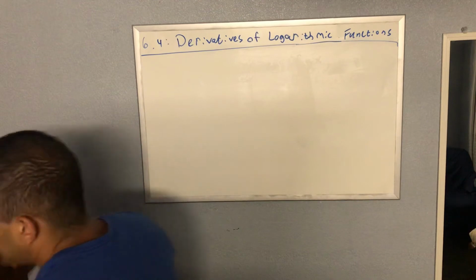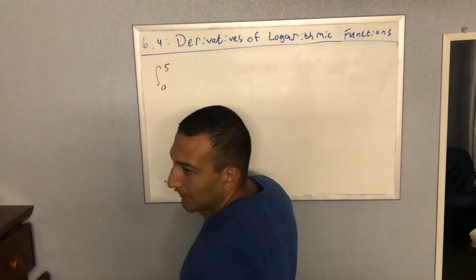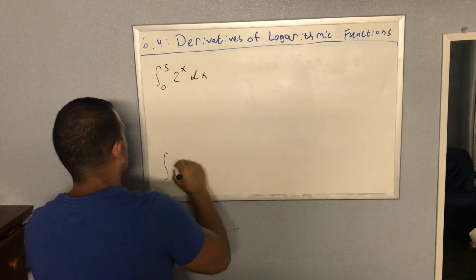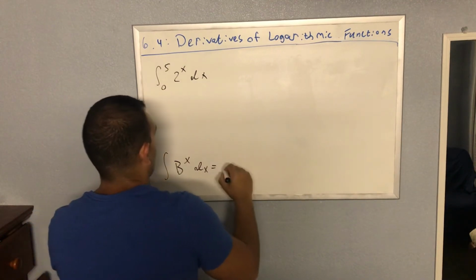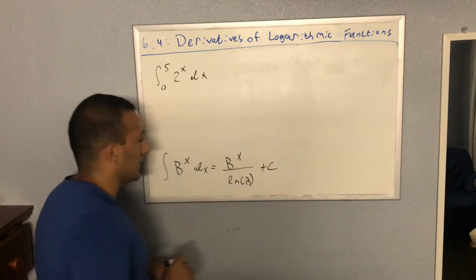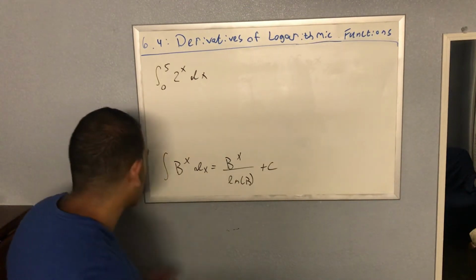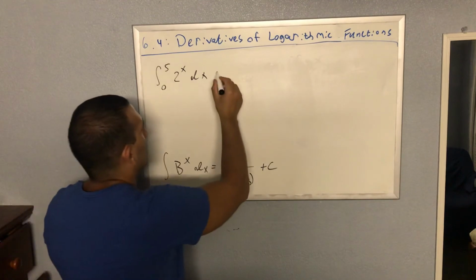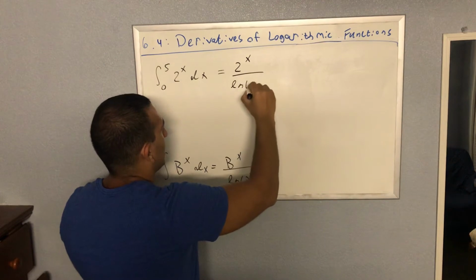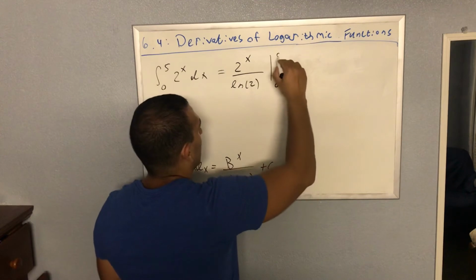Next, we can do one example maybe. Maybe this will help solidify things. Say you want the integral from 0 to 5 of 2 to the x dx. Remember the formula we're using is this. This is the formula that we're going to be using. In this case, our base is 2. So the integral is 2 to the x divided by the ln of 2. That's what b is in this case. And we evaluate this from 0 to 5.